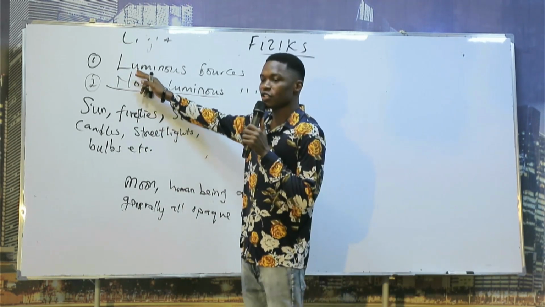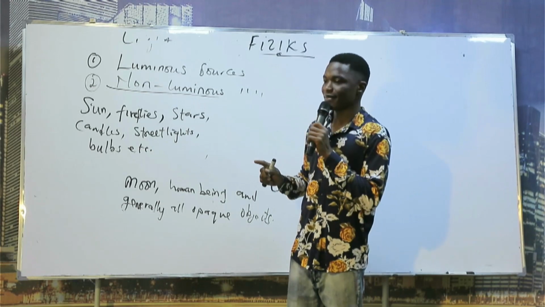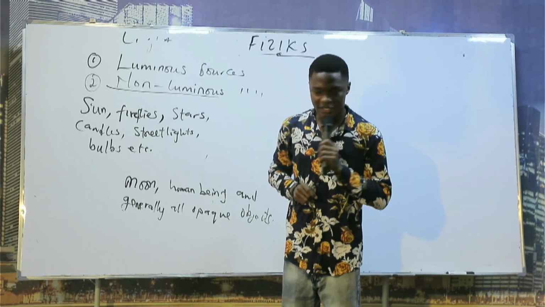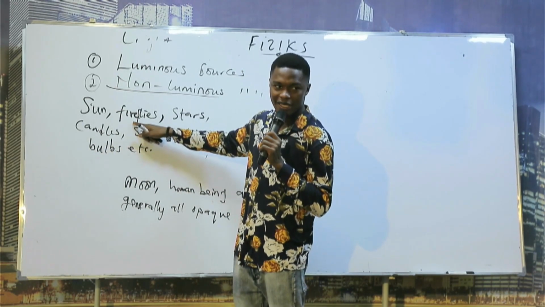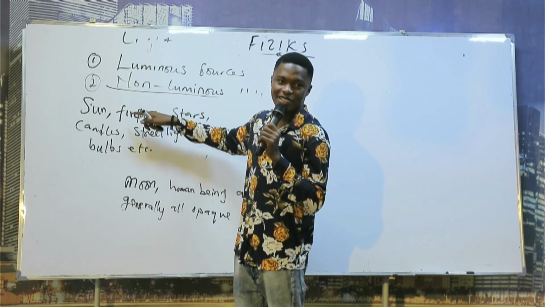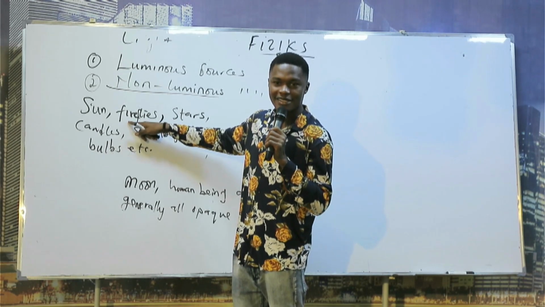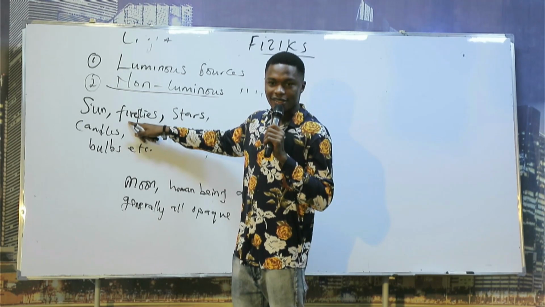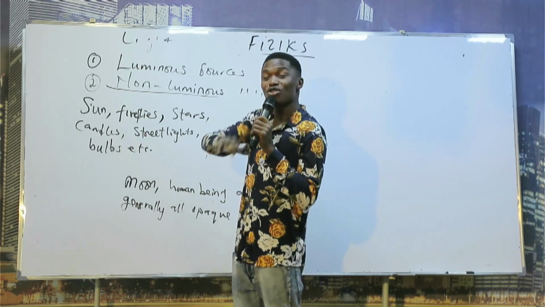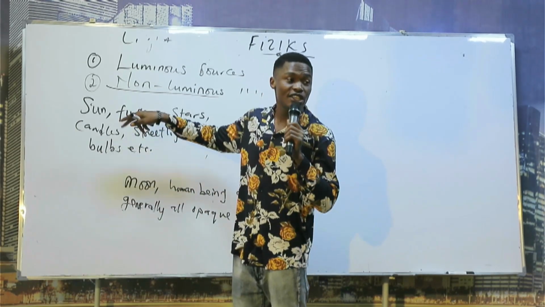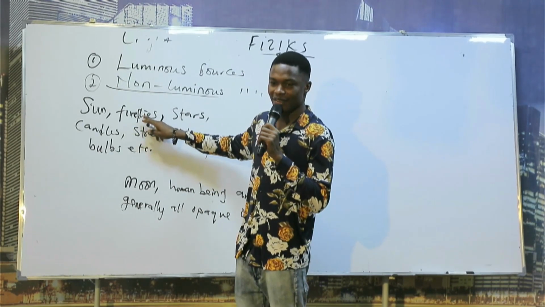Okay, so we said that luminous sources are those sources that produce or emit their own light. We gave examples. What are our examples there? We have sun, firefly. You know fireflies? You don't know fireflies? Please go for an excursion to those bushy areas at night, especially during rainy season. You know biology, you should know better. You see all those flies that fly at night, shining lights. They are called fireflies. What do you call it in Igbo?